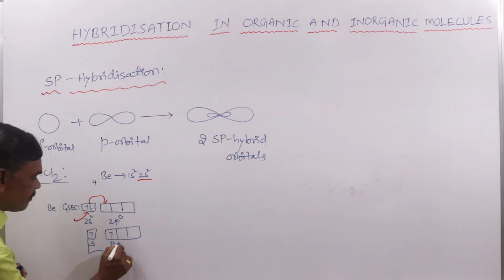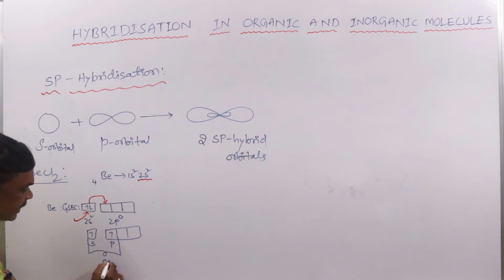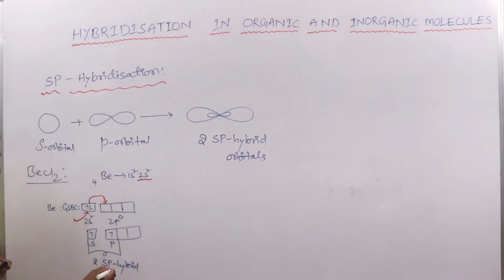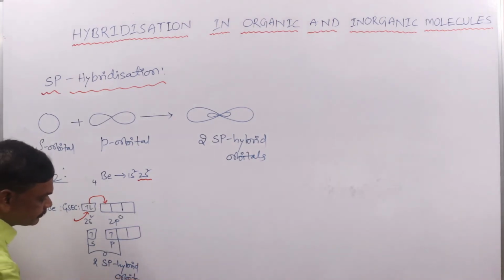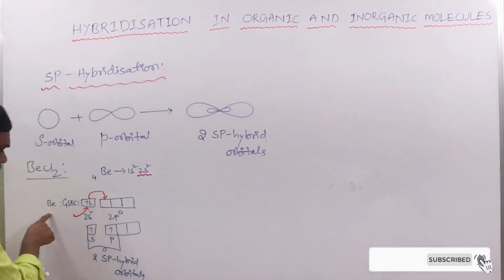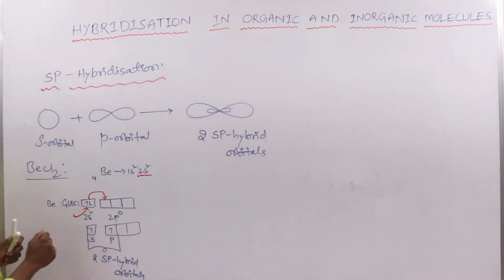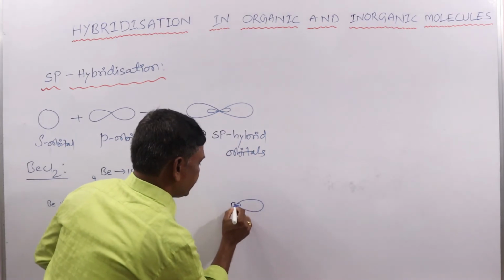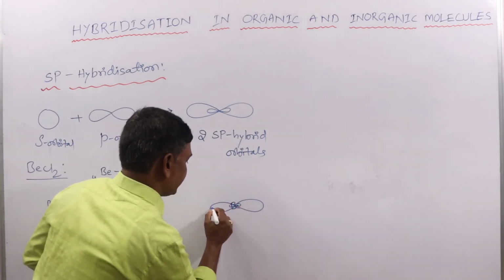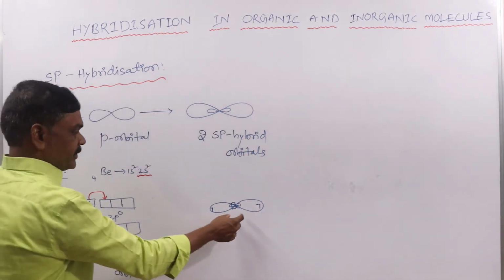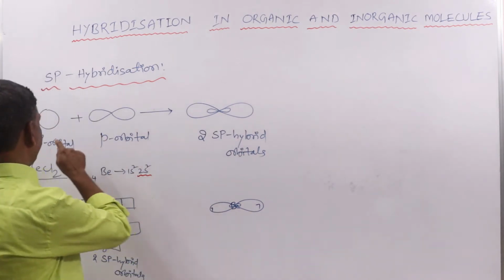Now what is the hybridization? One s orbital and one p orbital give two sp hybrid orbitals. So at beryllium, there are two sp hybrid orbitals, and each orbital has one unpaired electron. Writing beryllium: this is the first hybrid orbital and this is the second hybrid orbital, with one unpaired electron in each. This is the hybrid orbital part of beryllium.